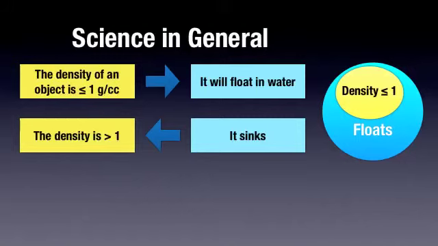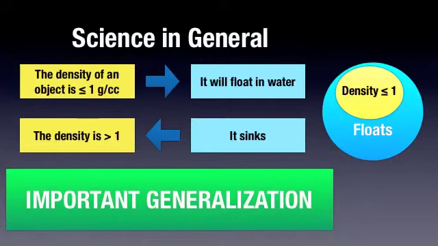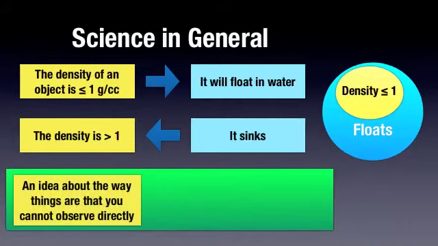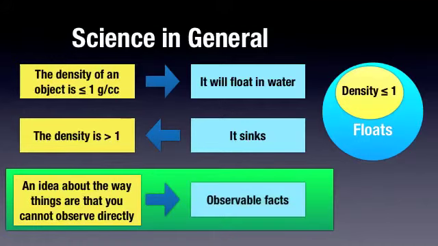This leads us to an important generalization. This is going to seem a little strange at first, but watch this, it's very cool. If we have an idea about the way things are that you cannot observe directly, that idea will have consequences in observable facts. So you can't really tell what the density of an object is without making a bunch of measurements, but it has an observable consequence. If it's light, it will float. And we can use that in order to disprove that it's actually light.